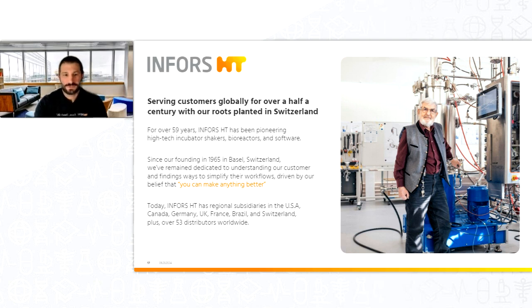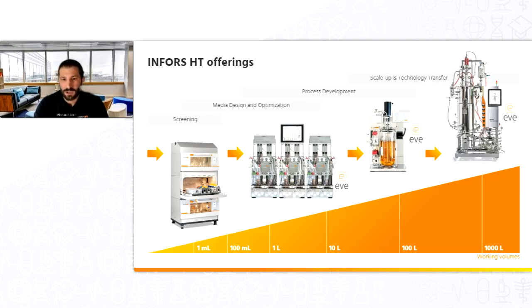Just like our founders, we work to help our customers simplify their workflows and make things better. We understand that better solutions will bring more cost-effective therapeutics to the market faster. So we take pride in helping our customers solve complex problems on a daily basis.